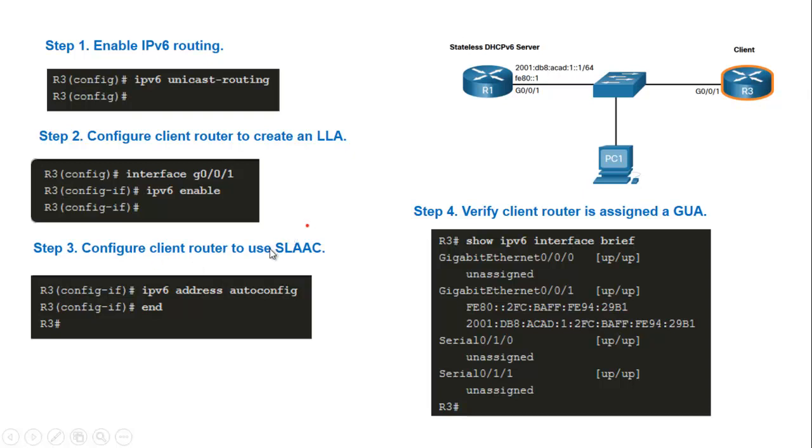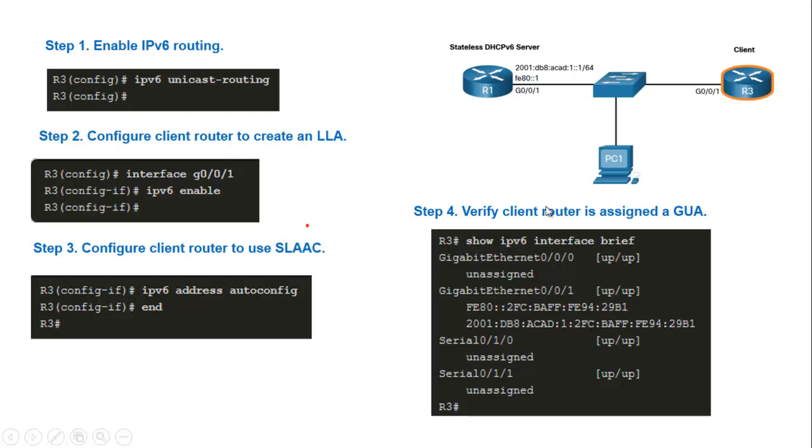Configure the client router to use SLAAC, IPv6 address autoconfig. Remember, in a stateless DHCPv6, the client must use SLAAC as well. So in the client, we have to configure it to use SLAAC, so ipv6 address autoconfig. With these three things done, the client will now receive a GUA.